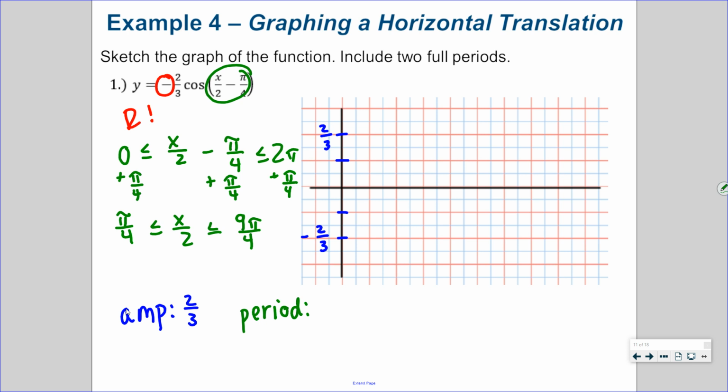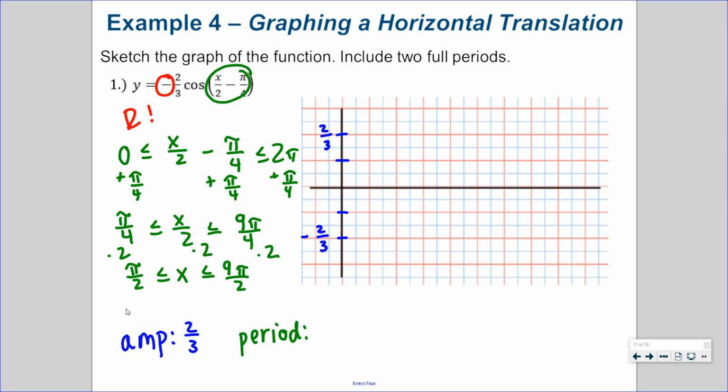Then I would have to double everything to get rid of that divided by 2. So careful here. 2 times 1/4 is 1/2. 9/4 times 2, 9/2. So now here I'm going to need to start at pi/2 and end at 9 pi/2. But what's that length? 8 pi/2, which is 4 pi.